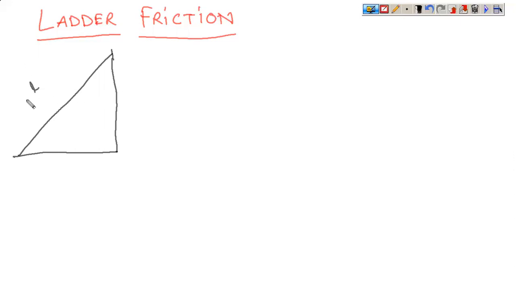So, you have a certain length L of the ladder, which is placed at an angle theta against the wall. So, this is your wall, and this is your floor. Obviously, there is friction between the ladder and the floor. There is also friction between the ladder and the wall. So, you need to understand what are the directions of frictions and how will they act on it.